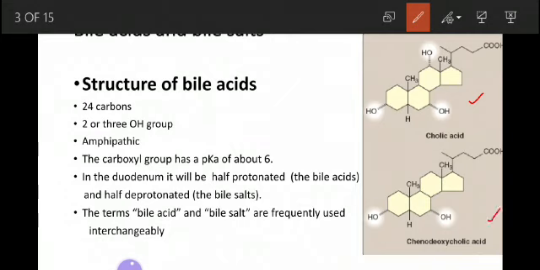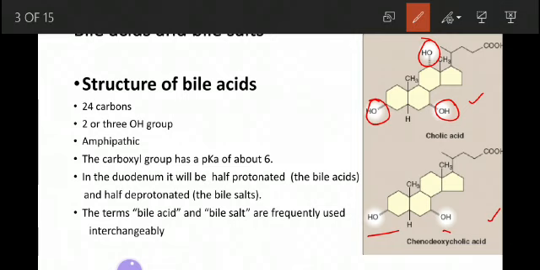In the diagram you are seeing the structures of cholic acid and chenodeoxycholic acid. There may be three hydroxyl groups in the form of cholic acid and two hydroxyl groups in the form of chenodeoxycholic acid. The carboxyl group of these bile acids has a pKa of about 6.